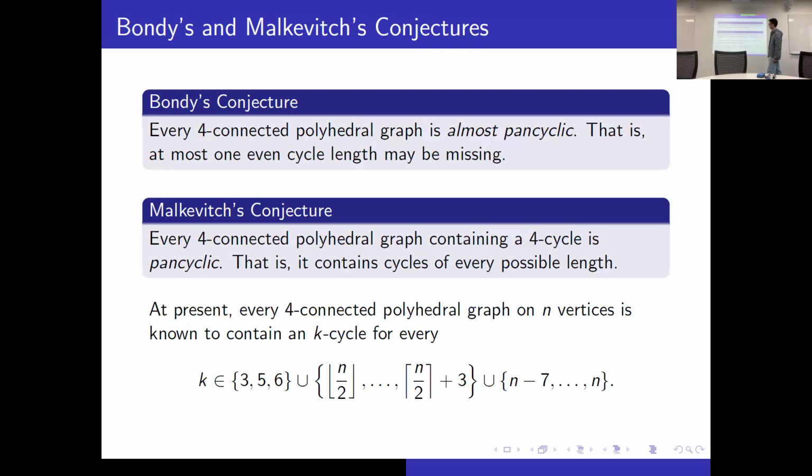Let's take, for example, the second. The second says that if your 4-connected polyhedral graph has a 4-cycle, then it must have all possible cycle lengths from 3 to n, where n is the number of vertices. So you can see that not only does it have the longer cycle, it actually has almost all cycle lengths. You can find them all. And we know only very little about the existence of certain cycle lengths.